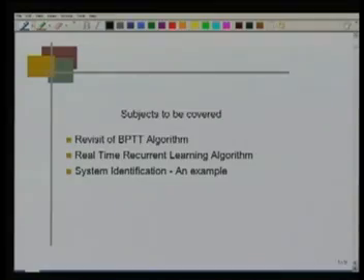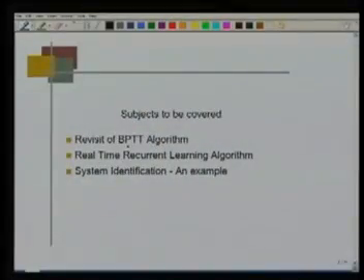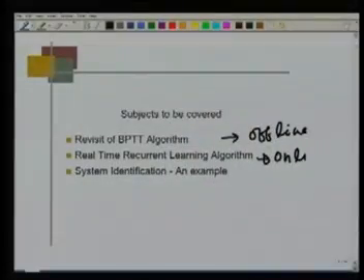Then we will introduce a real time recurrent learning algorithm. The previous algorithm that we introduced in the last class was offline, and this is online. So this was offline in the sense that we collect the data a priori from a system and then model the system, whereas we collect the data online from the system. That is, as we collect the data, we learn the model of the system.